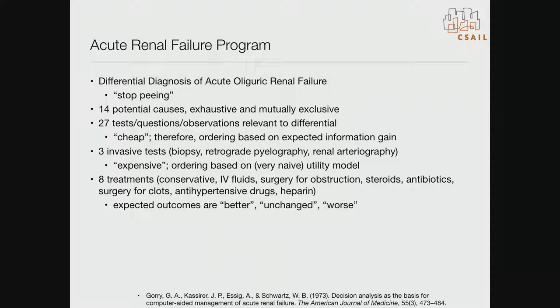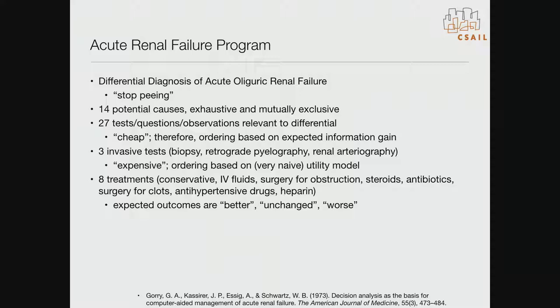So what they said is there are 14 potential causes, and these are exhaustive and mutually exclusive. There are 27 tests or questions or observations that are relevant to the differential. These are cheap tests, so they didn't involve doing anything either expensive or dangerous to the patient. It was measuring something in the lab or asking questions of the patient. But they didn't want to have to ask all of them because that's pretty tedious. And so they were trying to minimize the amount of information that they needed to gather in order to come up with an appropriate decision.